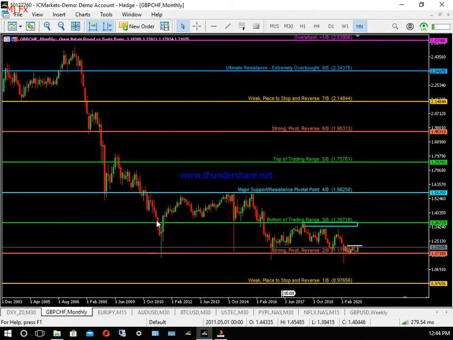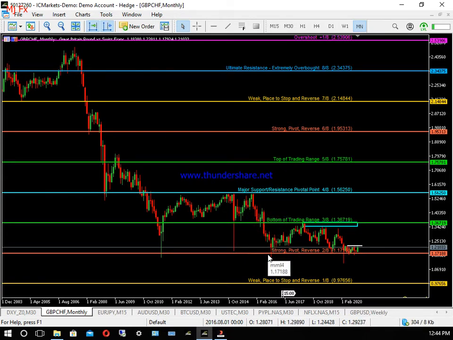So let me go back to explaining how this software works. If it sells and then comes to strong pivot reverse, it's very likely that the market will reverse. And you can see the first time it reversed, came back again. This was 2015 when the Swiss bank manipulated their currency. So it went like 3,000 pips in a single day. But it didn't close below strong pivot reverse, and that's why it bought.